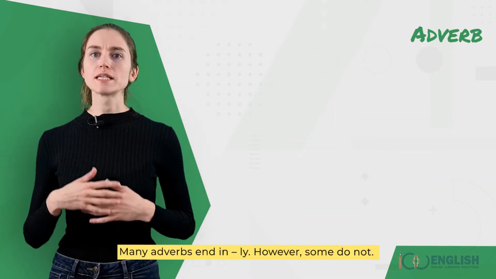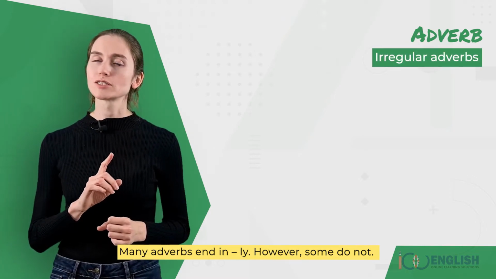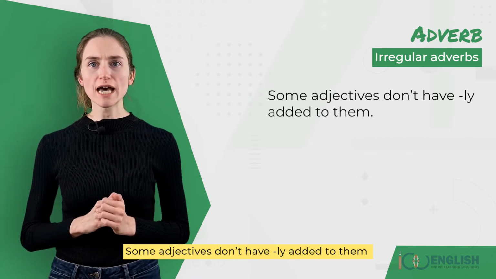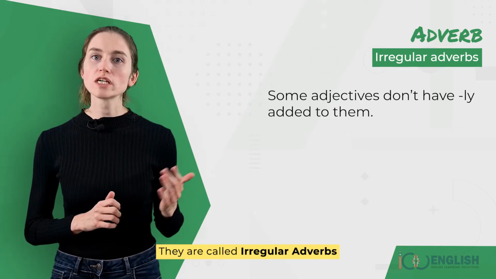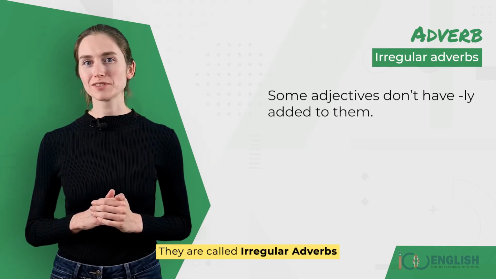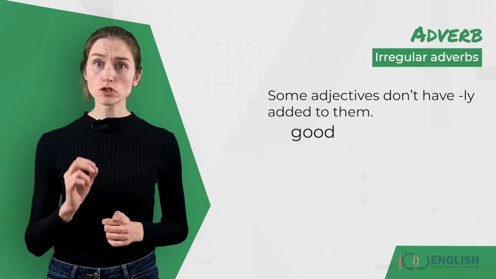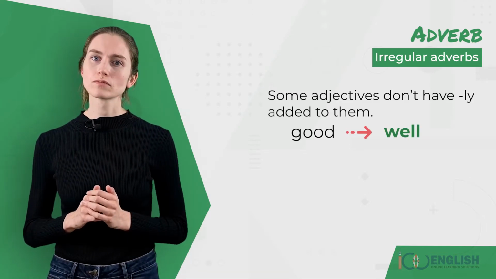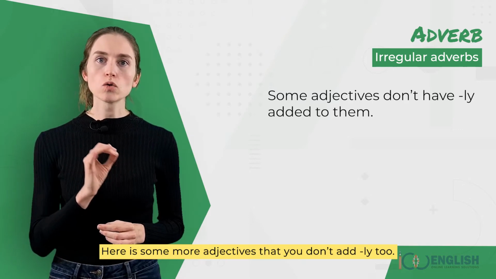Many adverbs end in ly, however, some do not. Some adjectives don't have ly added to them. They are called irregular adverbs. For example, the adjective is good, but the adverb is well. Here are some more adjectives that you don't add ly to.